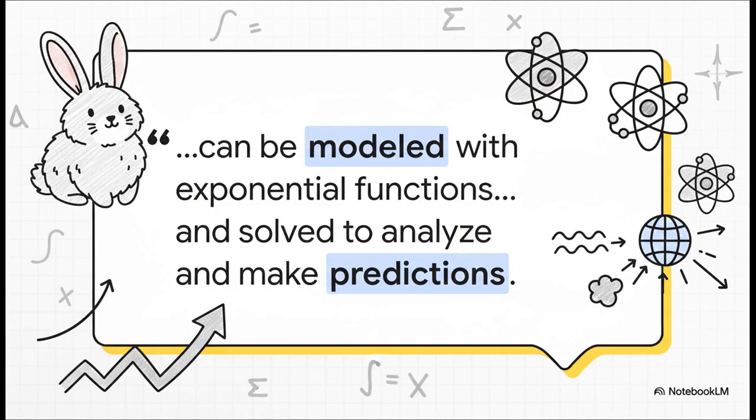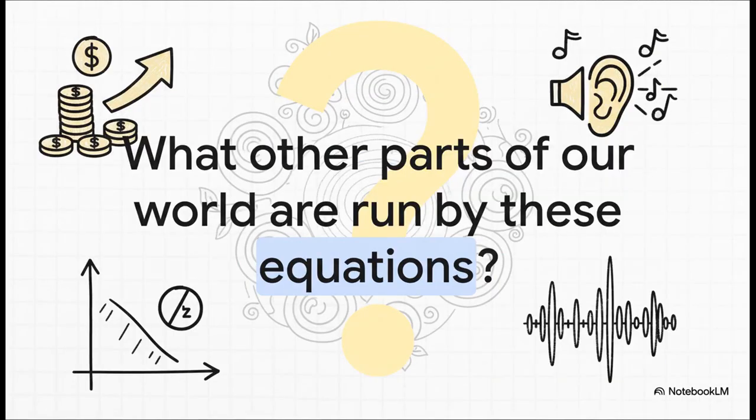As the source material from OpenStax puts it so well, whether we're talking about rabbits or atoms, these functions and the equations that come from them are how we analyze our world and make incredibly important predictions about what's going to happen next. So at the end of the day, these equations aren't just abstract problems in a math book. They are the hidden operating system for growth and decay all around us, all the time. Which kind of leaves us with one last question to chew on. What other parts of your world, from the money growing in your bank account to the music reaching your ears, are secretly being run by these very same powerful equations?